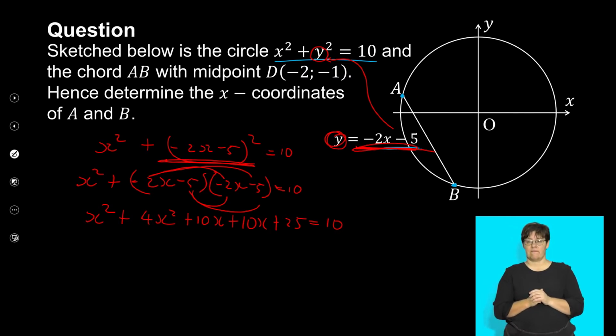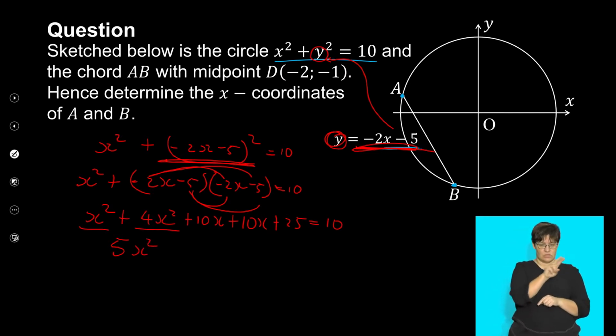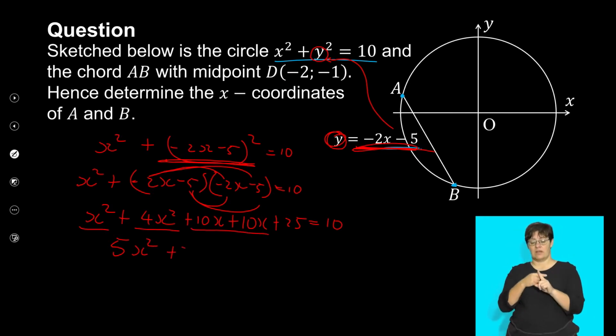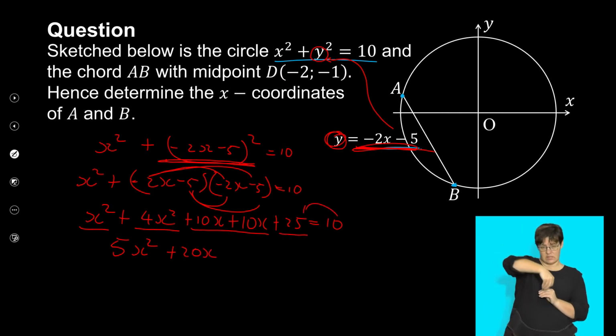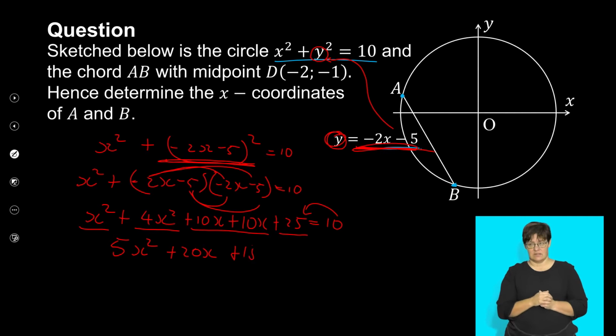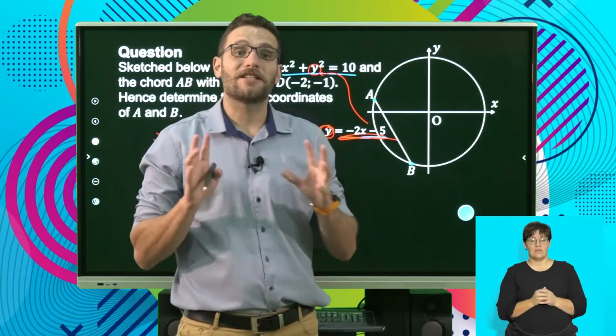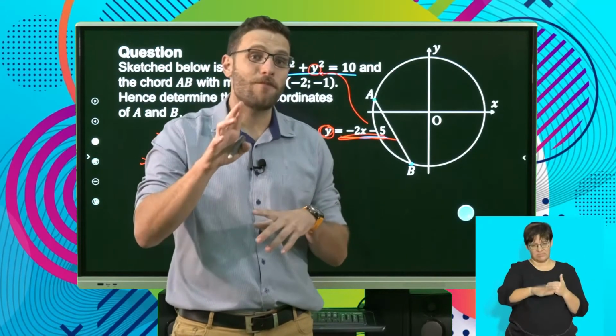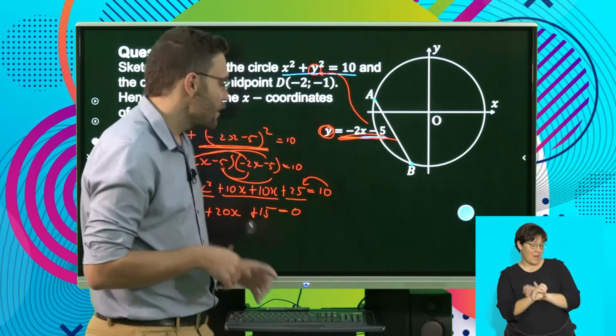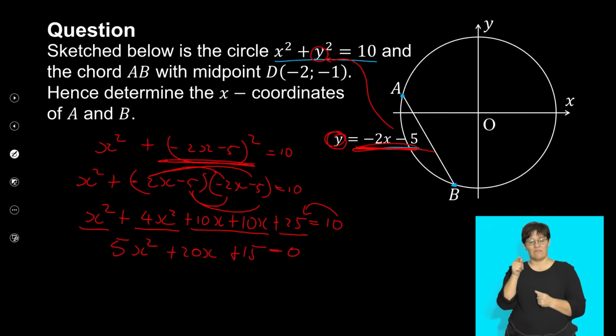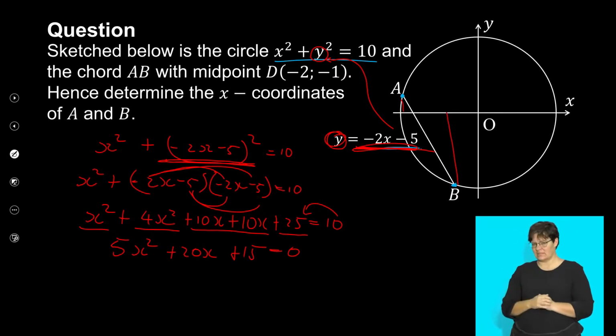And I'm going to collect like terms, so there I'm going to get 5x squared. That's going to give me plus 20x. I'm going to take that 10 to the other side, and I'm going to get plus 15 is equal to 0. And I'm going to leave the question there. You guys can solve it on your own at home now in the ad break that's to come. I want you guys to solve for me what are the x values for A and for B.